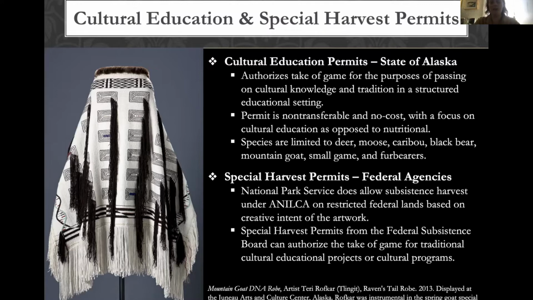An example of that, of course, is the mountain goat robe that you see here on the side. This is the Mountain Goat Robe DNA robe, and that is by Terry Rockford. She's Tlingit, and she was one of the instrumental artists who actually helped found the spring goat special harvest permit for the Sitka tribe. And that was permitted through the Sitka tribe itself for spinning and weaving in ceremonial robes.